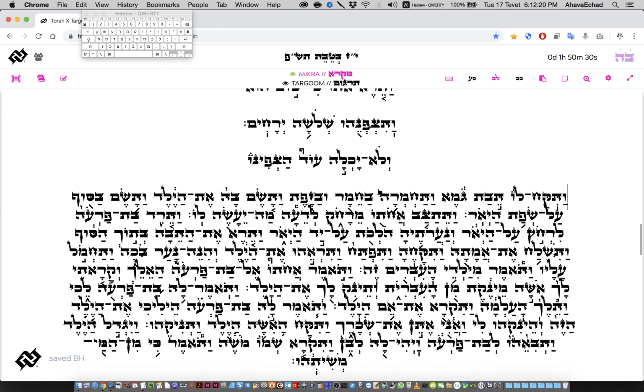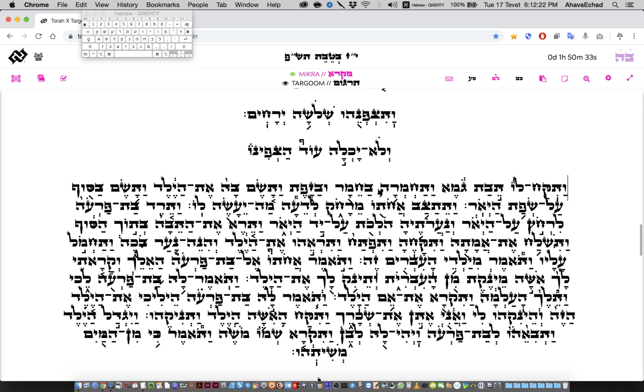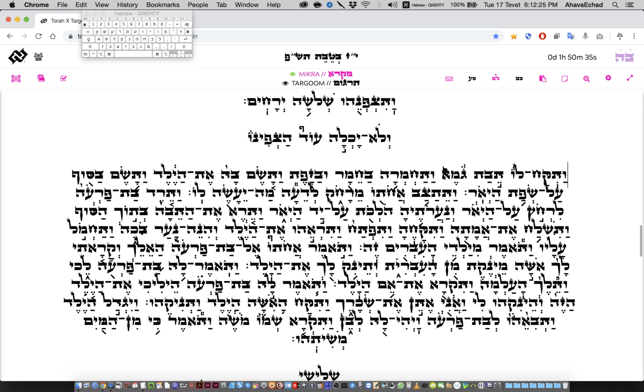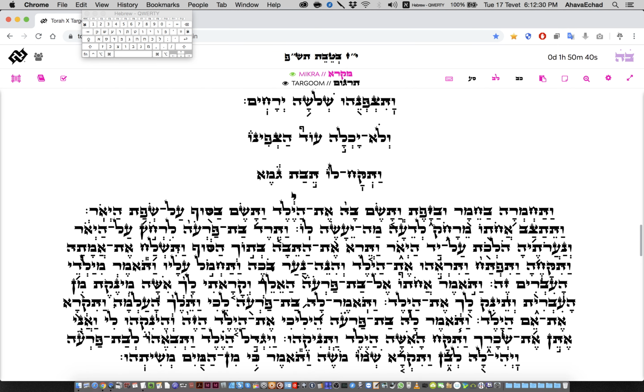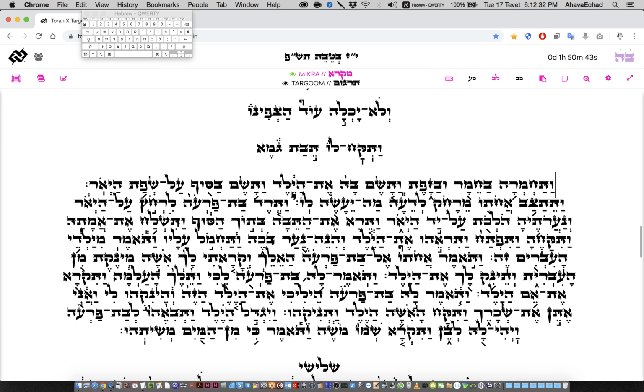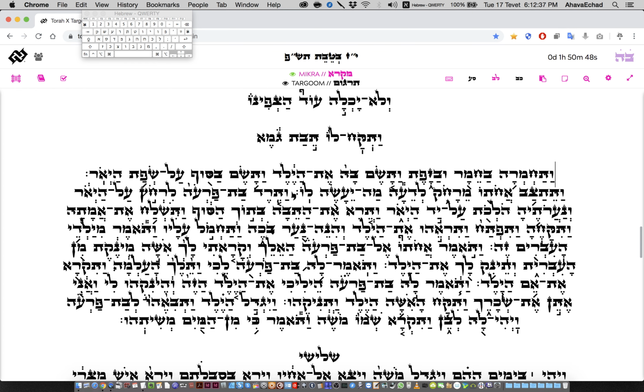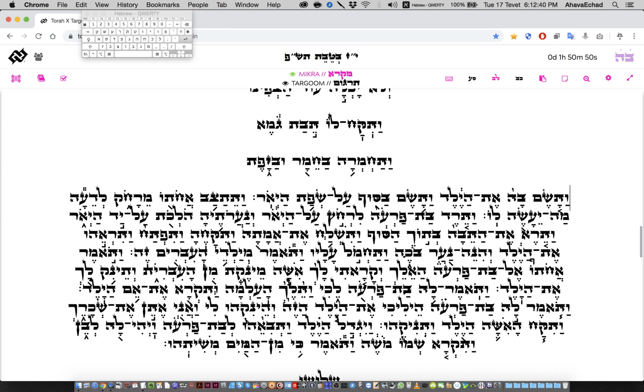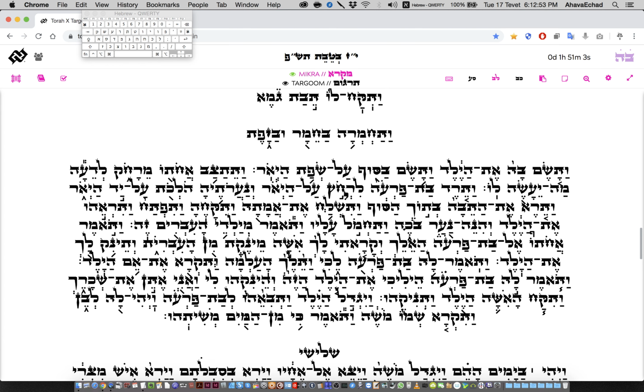and she could not hide him any more. And she took for him a tevat gome, gome. I don't know, is that like where gum comes from? Does that have to do with that? I don't know. But vatachmera b'chemar uvazafet, and she built this little ark. She sealed it off, waterproofed it, so it could float, a little boat.